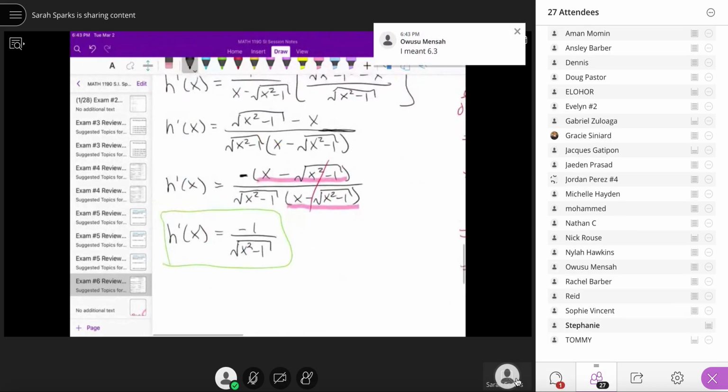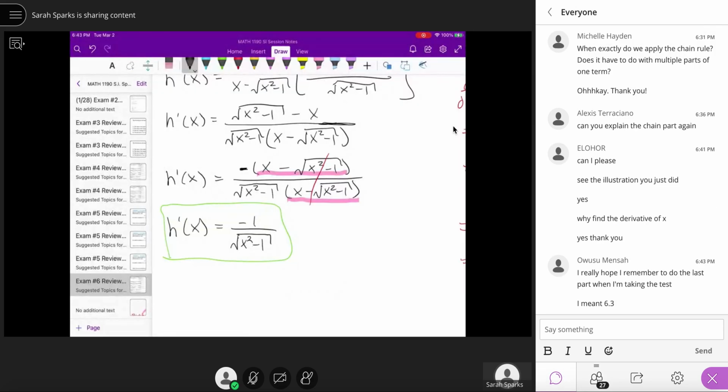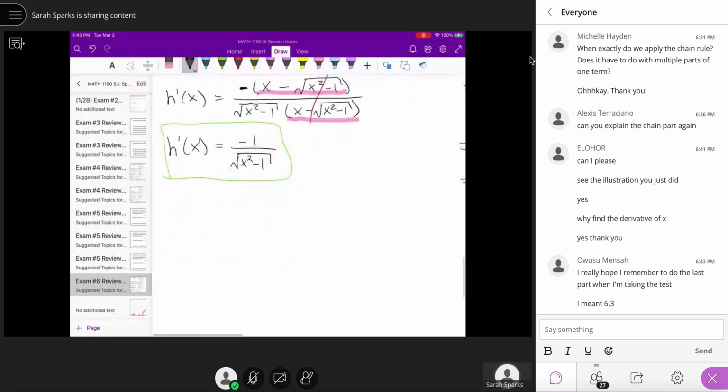Oh, for 6.3, yeah. He did say to simplify fully, and the simplification for 6.3 was not the best. It took me a second to think about it, because all the square roots can get a little tricky.